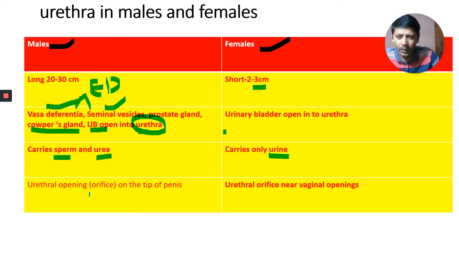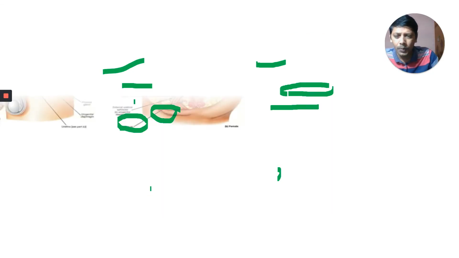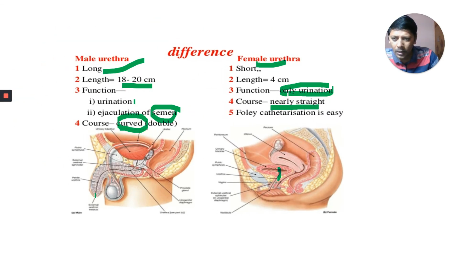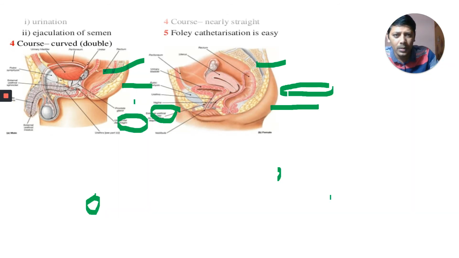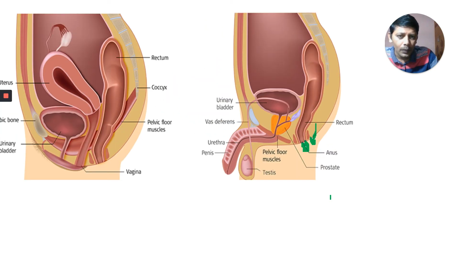Urethral opening, that is called the orifice, on the top of the penis. At the top of the penis, there is a urethral orifice. This opening is called the urethral orifice. And here, in females, the urethral orifice is near the vaginal opening. It is near the vaginal opening. You can see here.